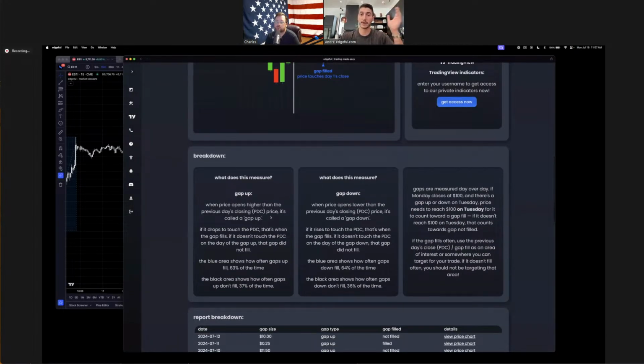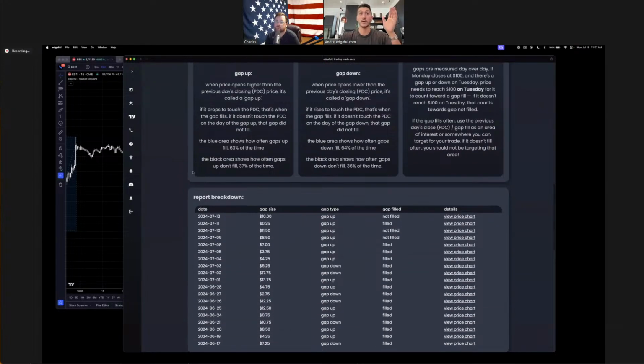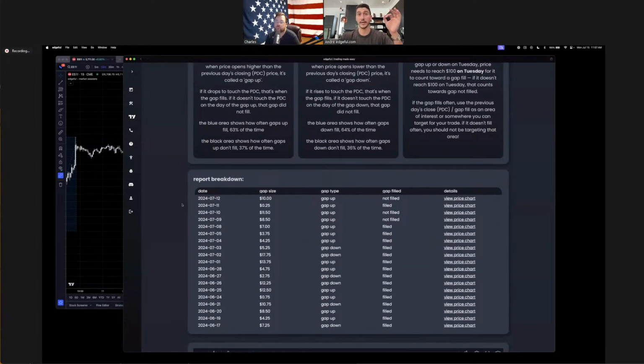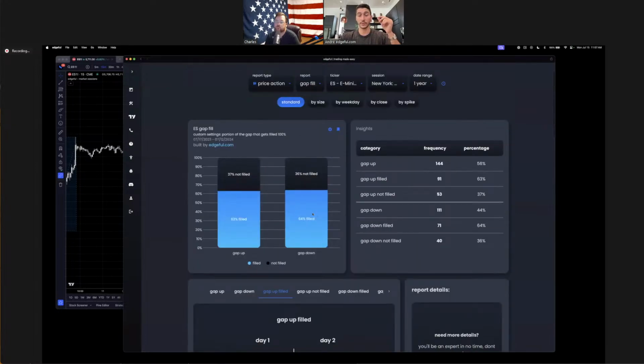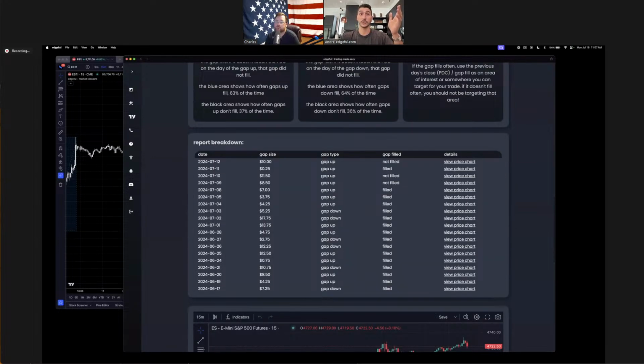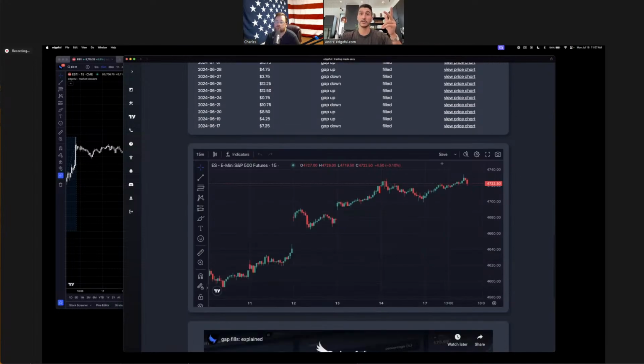What is this measuring? How do I use it in this area? We added a table that shows you each of the instances that make up the results of the report. So here we're showing you 63% of the gaps up have filled in the last year. Now, if you scroll down, this shows you every day with the gap size, with the gap type, and whether it filled or not. And you can actually click on this, and then you can see the price chart of that day right here. So you can kind of dive deeper into what actually goes on.